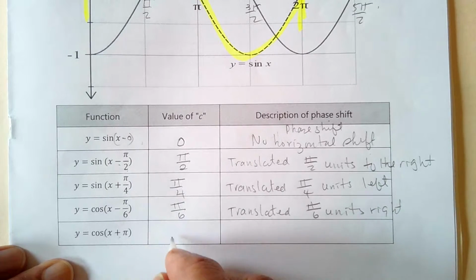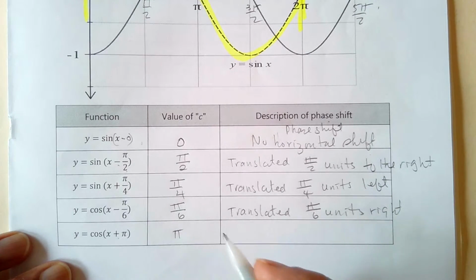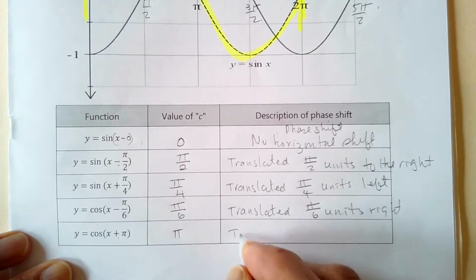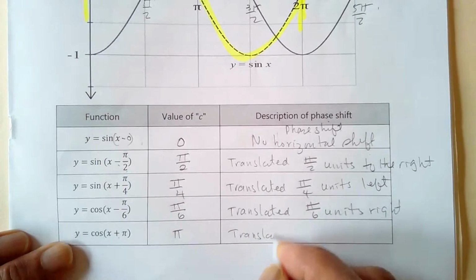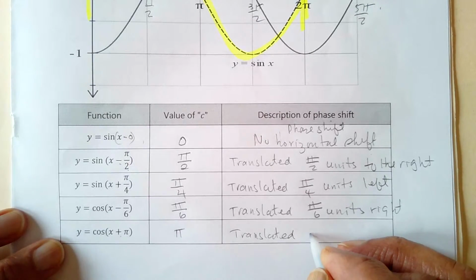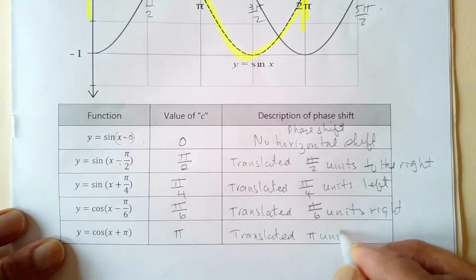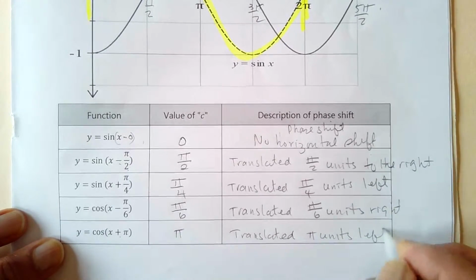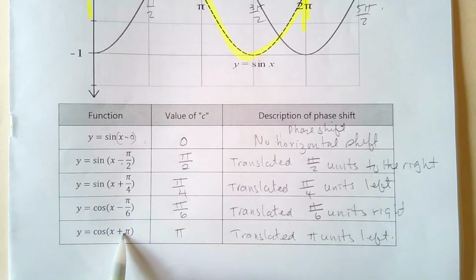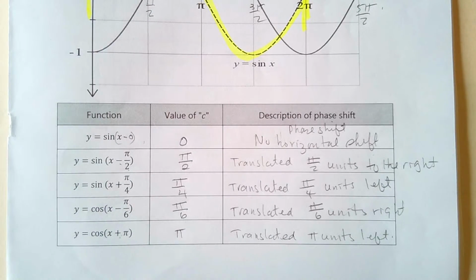And the last one is pi. In other words, this cos graph is translated pi units left. So as long as it's positive, it will go to the left. If it's negative, it was translated to the right.